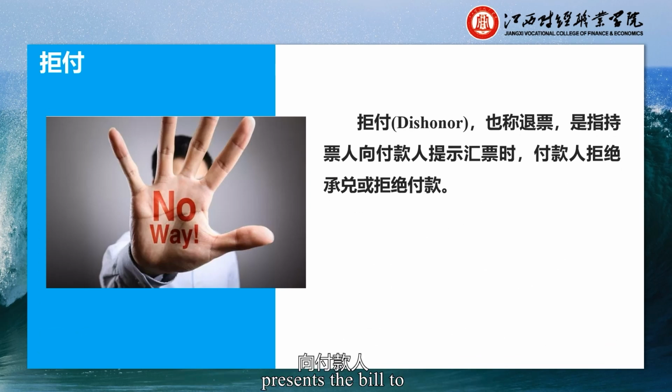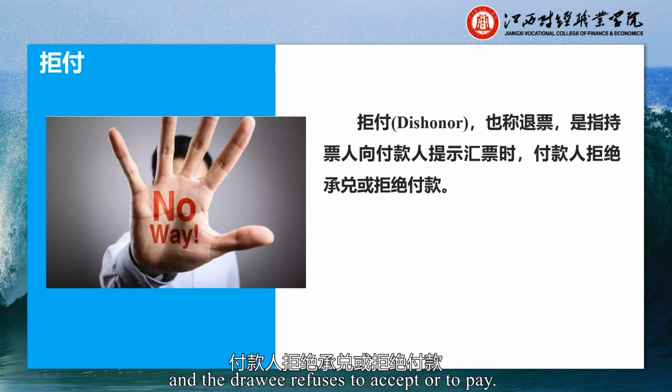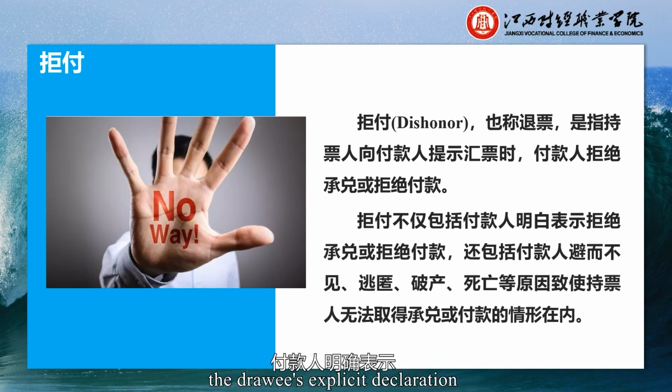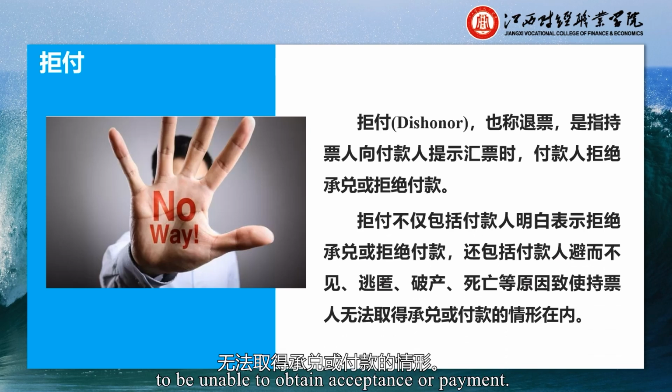Dishonor, also known as bouncing a check, occurs when the holder of a bill of exchange presents the bill to the drawee for payment and the drawee refuses to accept or to pay. Dishonor includes not only the drawee's explicit declaration to refuse acceptance or payment, but also situations where the drawee is unreachable, has absconded, has gone bankrupt, has died, or for other reasons has caused the holder to be unable to obtain acceptance or payment.